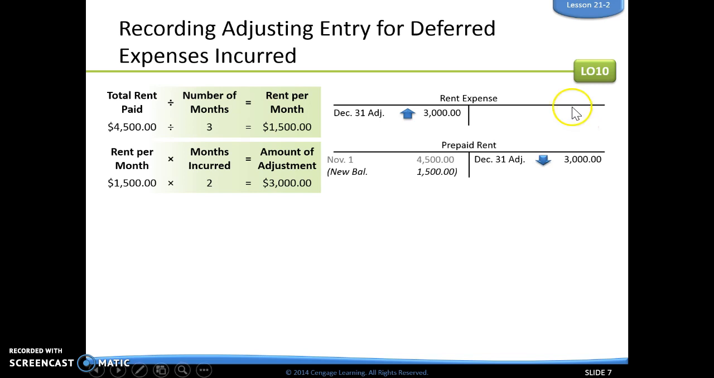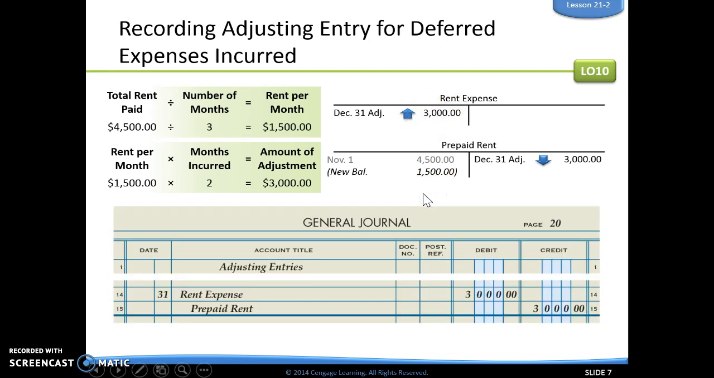If you remember the step before, we are looking at November 1st when we prepaid. How we figured out 2 months is we looked at November and December of rent. That's where we got 2 months for $3,000. We've already paid January, but it's not yet January. So again, this will go into our general journal under our adjusting entries heading. We're going to debit rent expense and we're going to credit prepaid rent.